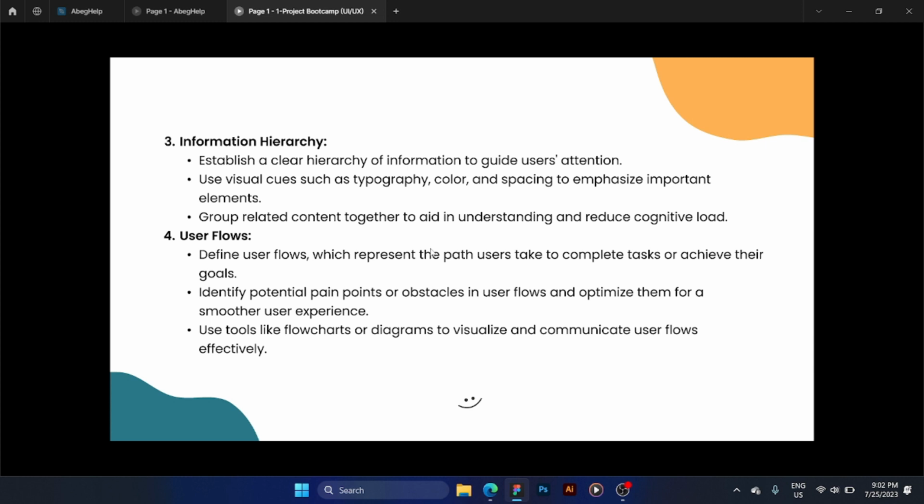All right. So the fourth one is user flows. User flows is very, very important. Under user flow, we represent the path users take to complete tasks or achieve their goals. We also identify potential pain points or obstacles in user flows and optimize them for a smoother user experience. We use tools like flowcharts or diagrams to visualize and communicate user flows effectively. User flow shows us how the user is going to be taken through the product.